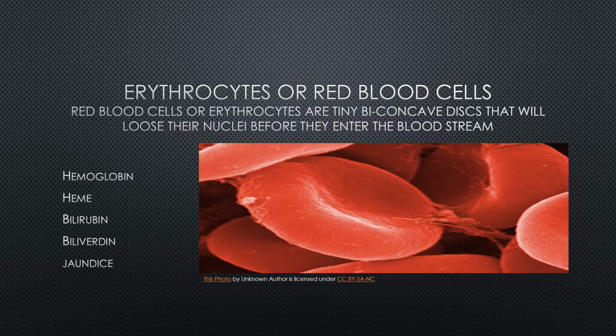Both bilirubin and biliverdin are pigments that are destroyed by our liver and also will be stored in the gallbladder. Jaundice can be caused when our liver fails and an excess of these pigments builds up in our bloodstream.